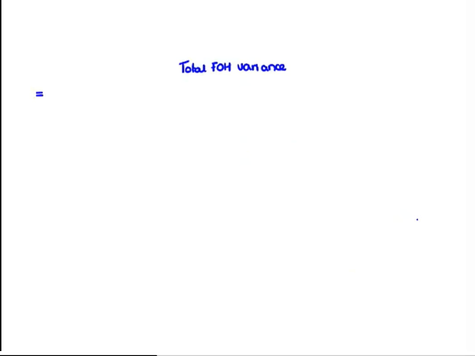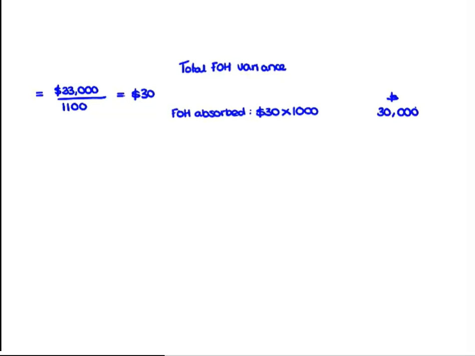To work out the total fixed overhead variance then, I'm going to start off with the overhead absorption rate. The overhead absorption rate is the budgeted expenditure, which is 33,000, divided by the budgeted number of units, which was 110,000. So the overhead absorption rate per unit is $30. So if I'm looking at my fixed overhead variance in total, I'm going to look at my fixed overheads absorbed, which will be $30 every time we make a unit, and actual production was 1,000. So we're going to end up with 1,000 lots of $30 absorbed, so fixed overheads absorbed of 30,000.